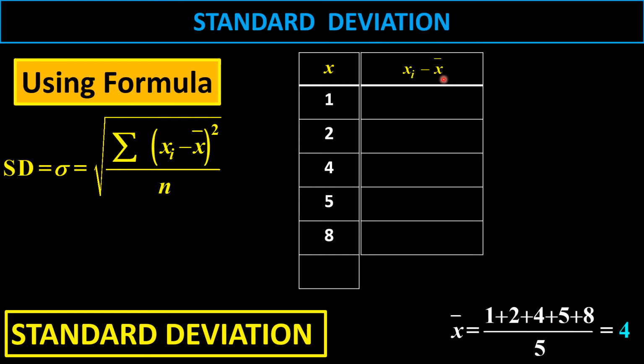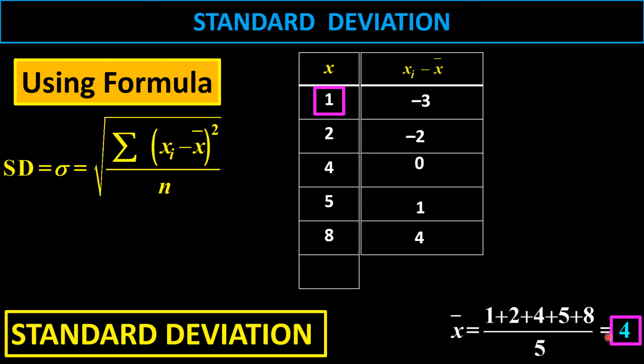Okay, now once we have the mean, we have to find the difference. So I have to take 1 minus the mean, so it's 1 subtract 4. Then the next one is 2 subtract 4, 4 subtract 4, 5 subtract the mean, 8 subtract the mean. And if we do those calculations, we get -3, -2, 0, 1, and 4.